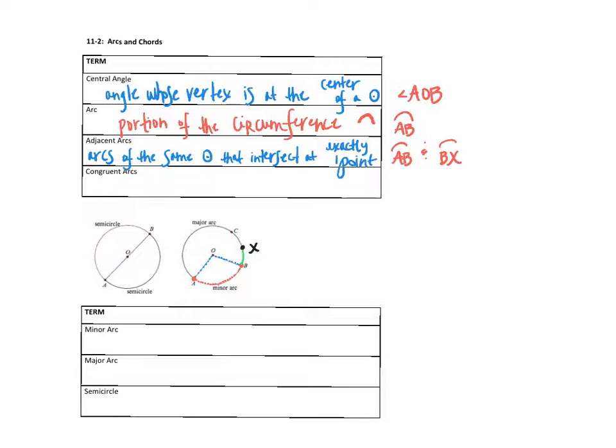And then we have congruent arcs. Congruent arcs are just arcs that have the same measure. So much like you have congruent angles, you can have congruent arcs.